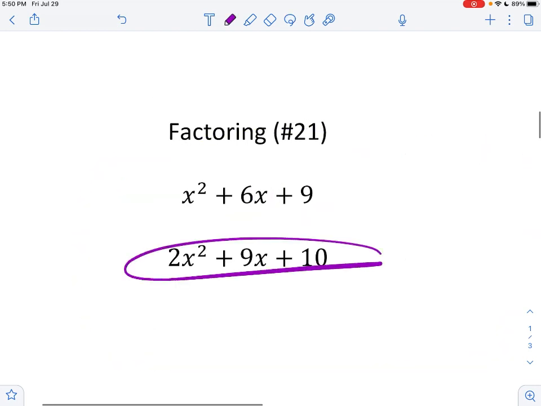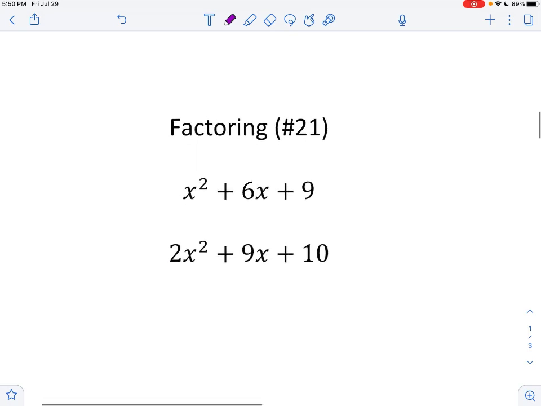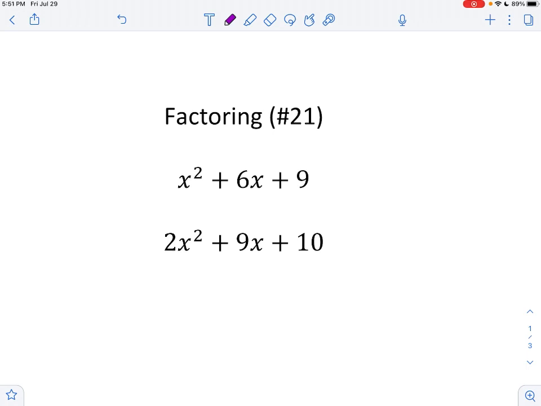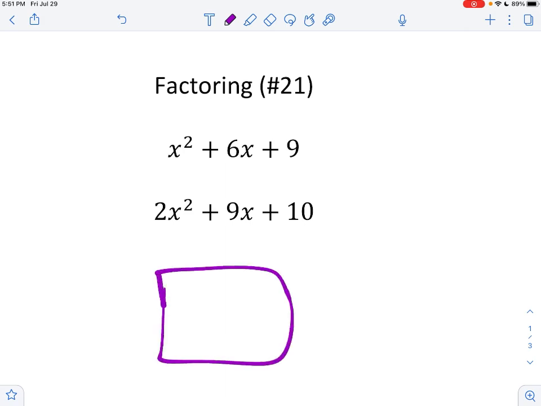Now this is a weird case because you have this 2 in front of the first term in the equation, so it complicates things. The way you're going to approach this is you can use the box method or the quadratic formula. I'm going to show you the quadratic formula, it's the next skill, but if you do the box method, this is how it goes. So you draw a box with 4 segments, kind of like 4 squares.